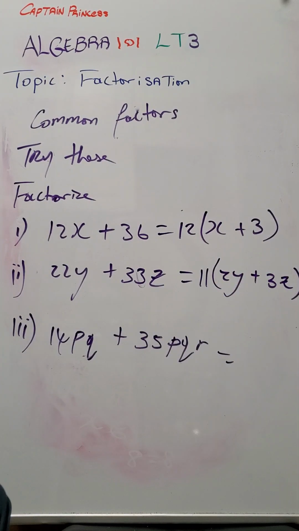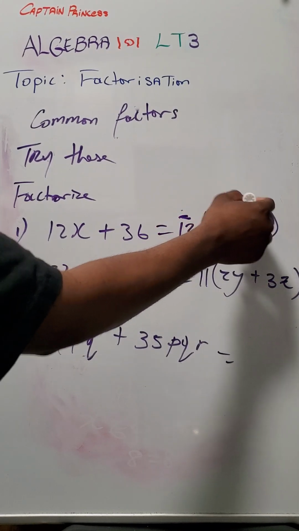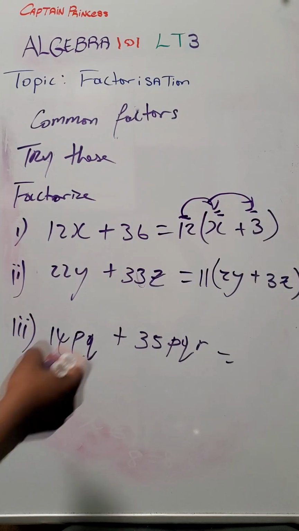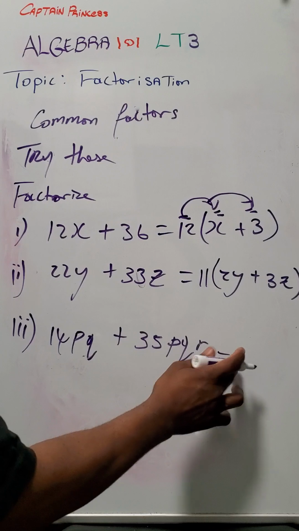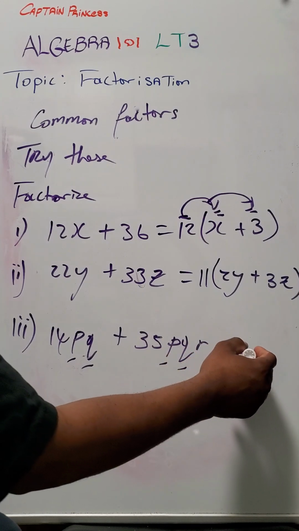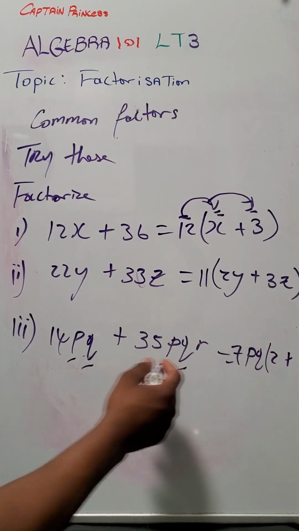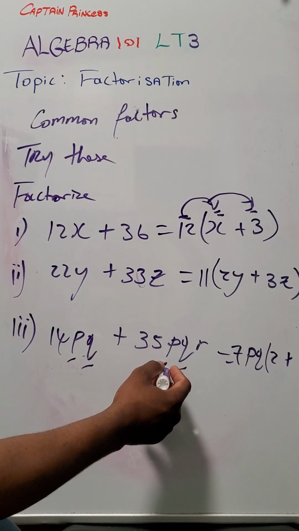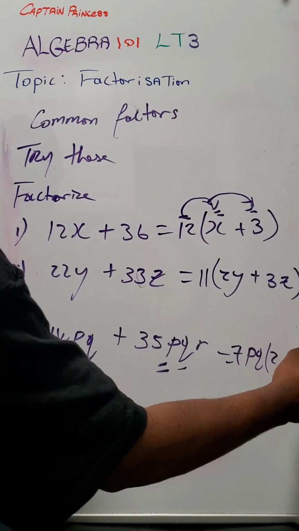11(2y plus 3z). So not all the time you will have everything on the inside, everything on the outside. You know that once you multiply this term by the terms inside the bracket, you should get back the original expression. So what is common to this, guys? Come on, let's go. So we can write 7 on the outside. Then we have p, q, so pq. So we have 7pq, open bracket, 2, 7 times 2 is 14, plus. Then we have this, 5, 7 times 5 is 35. We can put 5r.